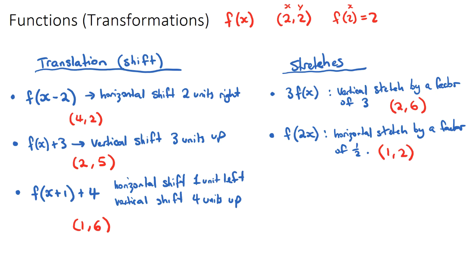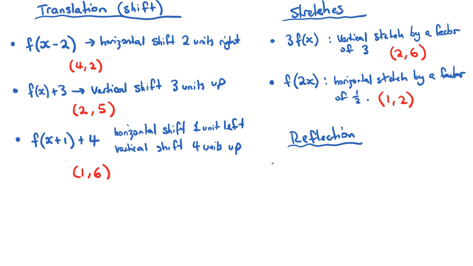And finally, the third component of our transformations that we need to know are reflections. There will be 2 types of reflections. We're either going to be reflected in the x-axis, or the y-axis. So if we have negative f of x, this means that all of our y values are now going to be negative. So they're going to actually be flipped vertically. So it's going to be a reflection in the x-axis.